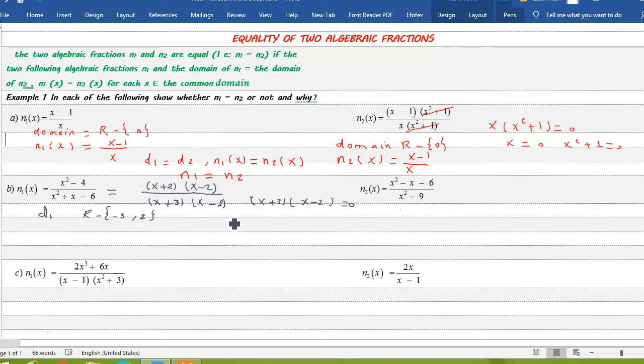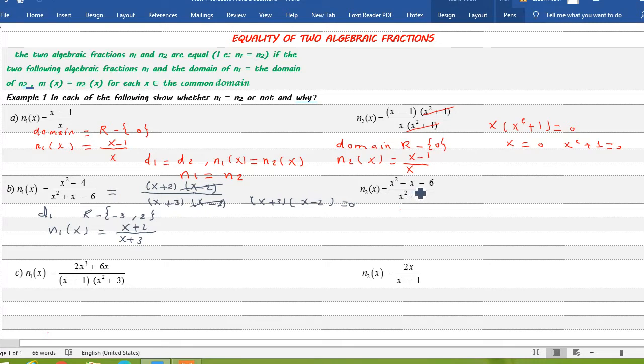Next, make the simplest form. Cancel the like expressions of the numerator and denominator. It will cancel x minus 2 with x minus 2. So n1 of x equals x plus 2 over x plus 3.